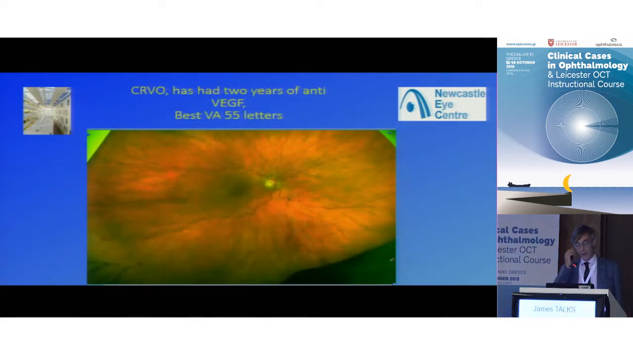This is an example of a patient, central retinal vein occlusion. They've had 2 years' worth of anti-VEGF. Their vision has come up, but it's 55 letters, so around 6/18. It's not great. Their perfusion is much better. They've got vessels. They still have a little hemorrhage in the periphery, so the whole thing's not gone away. As I said, it never seems to go away.